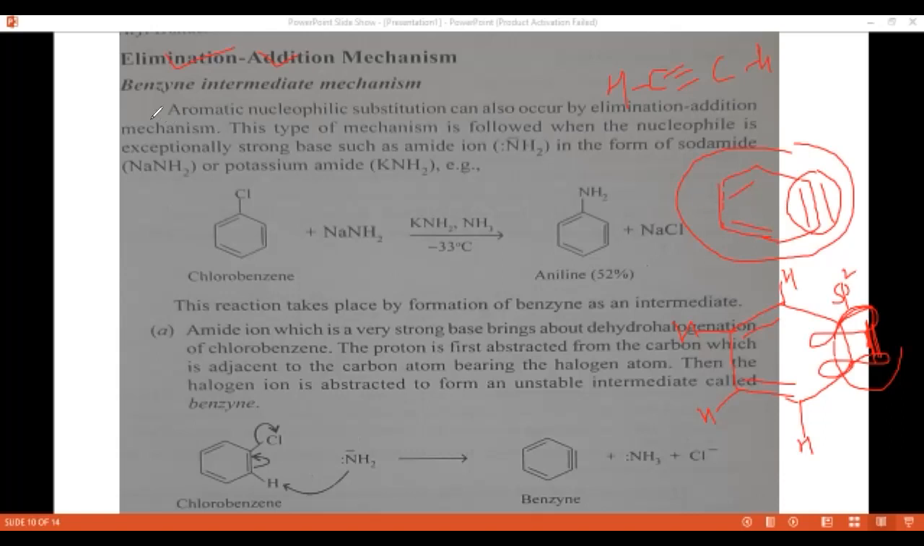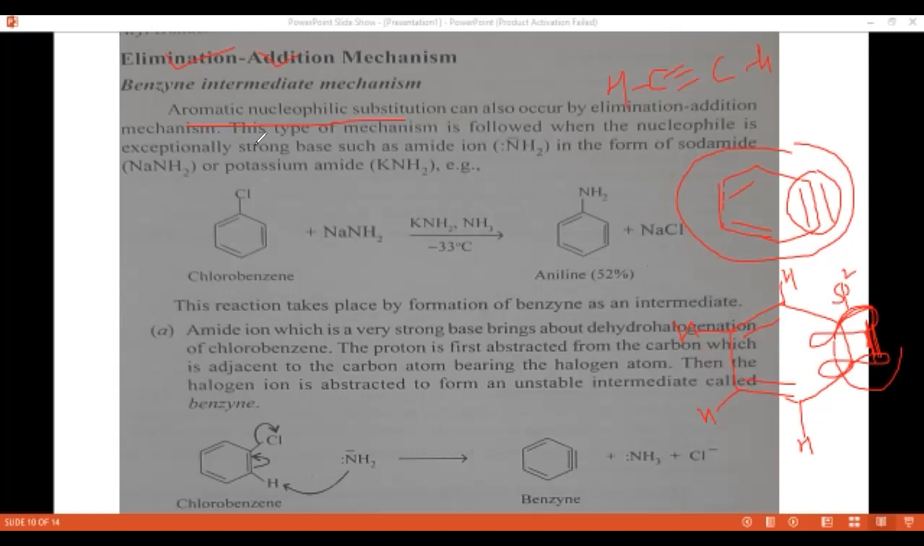Now here the reaction is given. Aromatic nucleophilic substitution can also occur by the elimination addition mechanism. Already we discussed the elimination reaction and addition reaction. What is elimination? Those reactions in which two atoms or groups attached to adjacent carbon atoms are eliminated without being replaced are called elimination reactions.